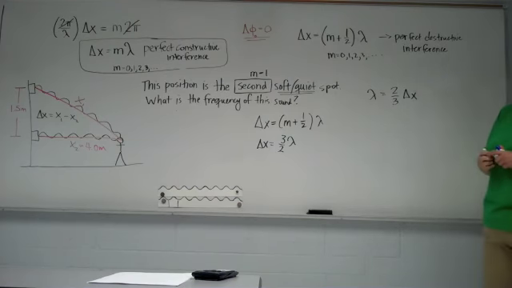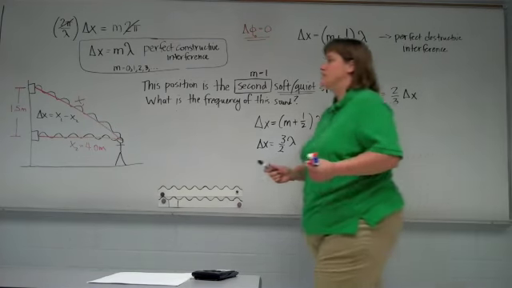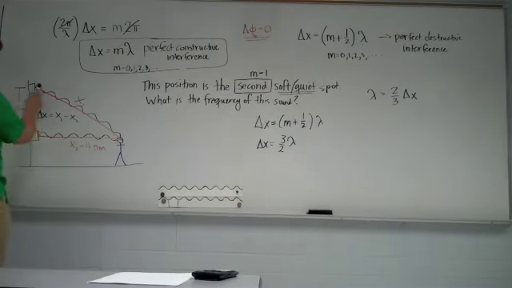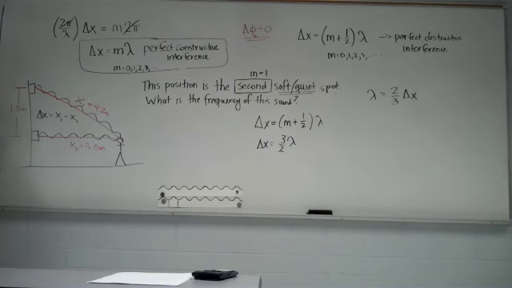So let's find delta x. Delta x is the extra distance one wave travels further than the other. This top wave is traveling farther than this bottom wave. This bottom wave is traveling 4 meters to get to us. How far is this one traveling? 4.3. How do you find that? Pythagorean theorem. So 4 squared plus 1.5 squared, square root. So that wave is traveling 4.3 meters to get to us.